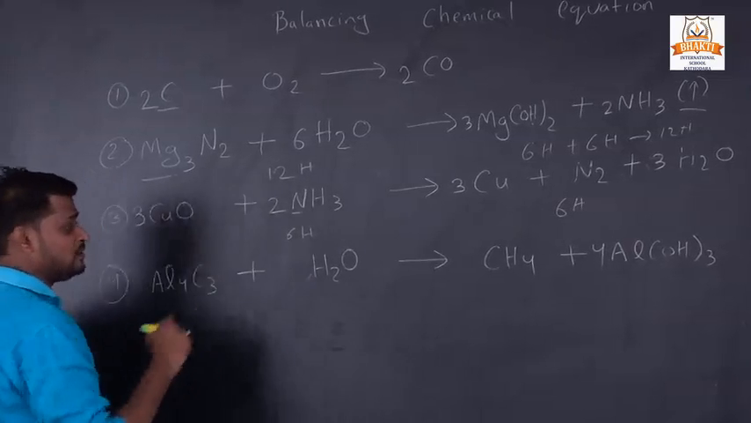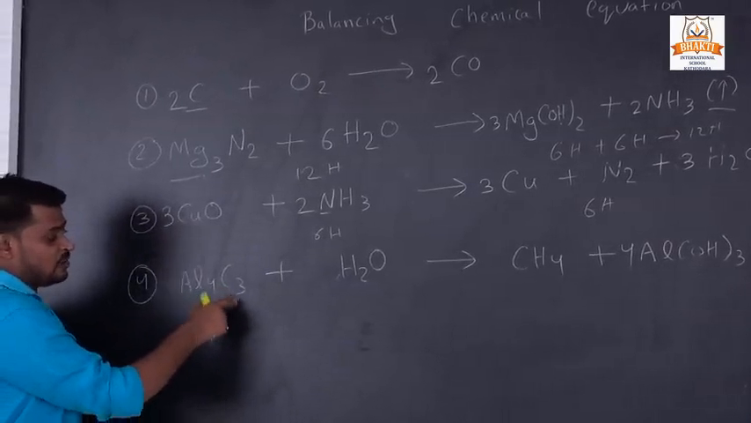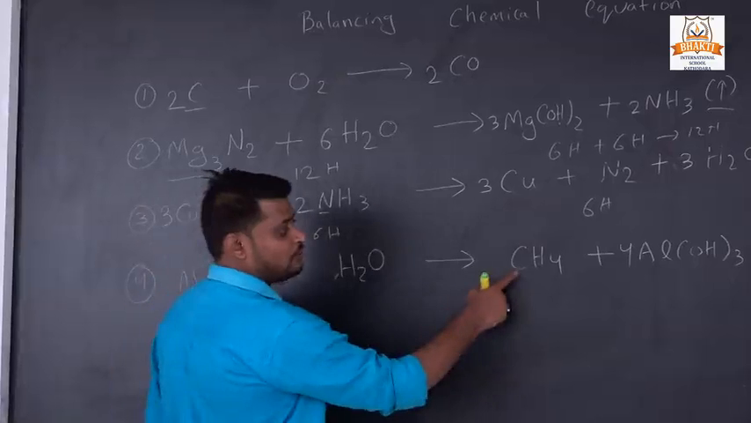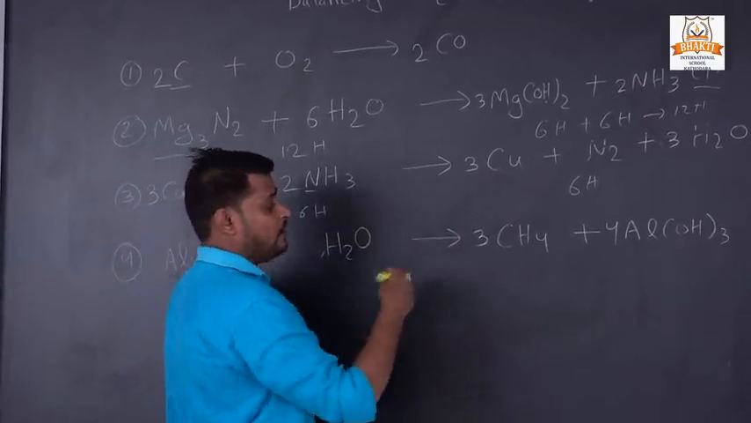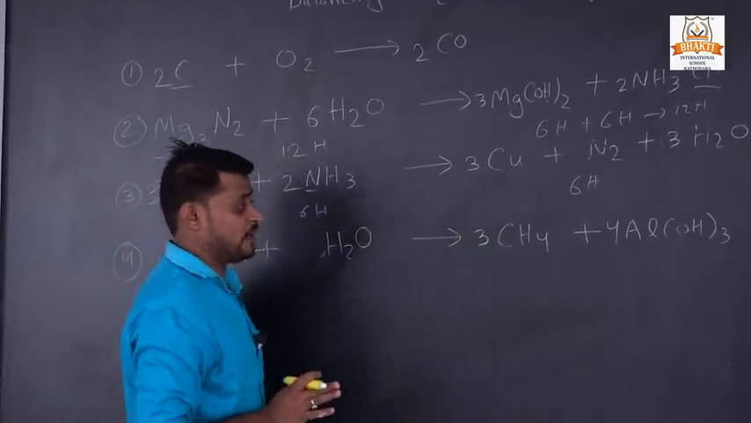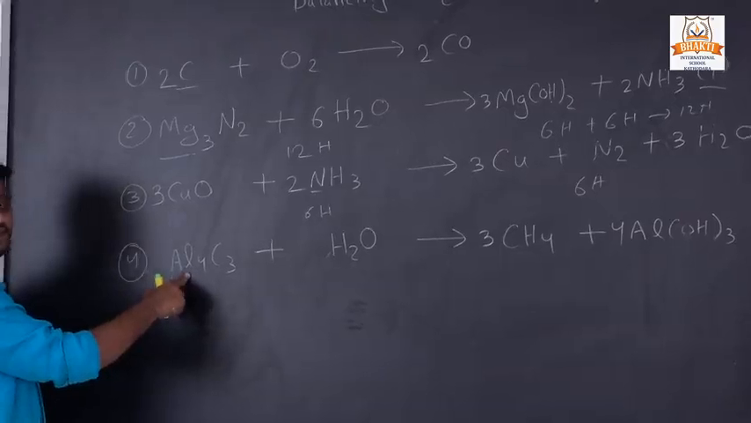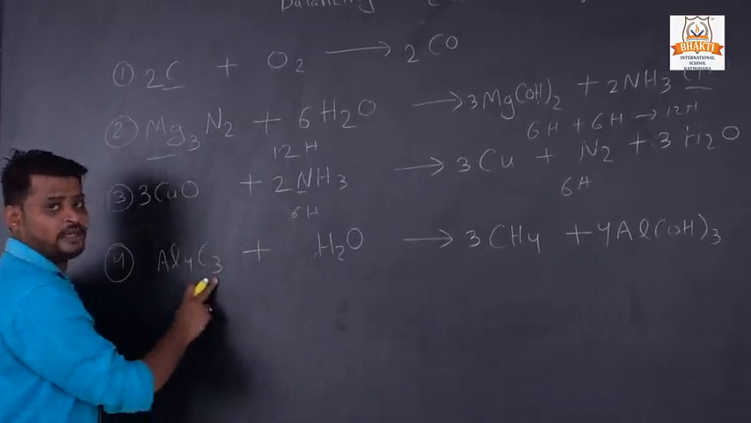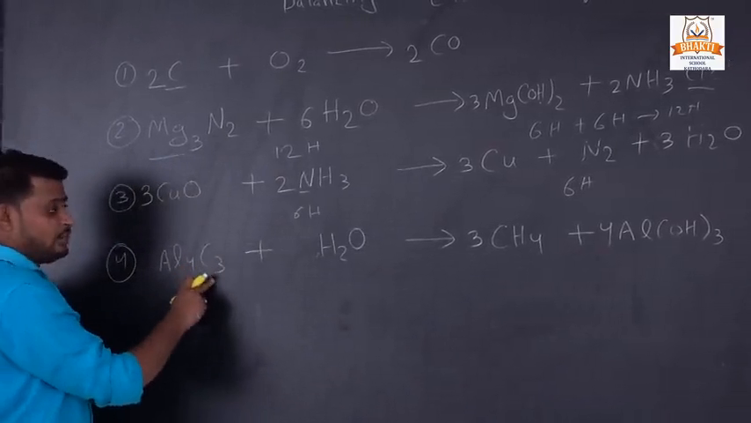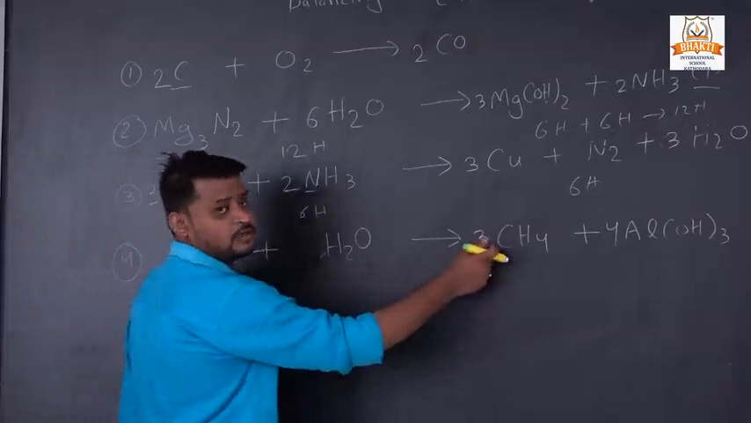What was the non-metal in this equation? Carbon. Here the molecules of carbon was 3 and here 1. So we have to multiply with 3. Then we change the molecules of carbon. We have to check again. Metal, molecules of metal is 4 here and here also 4. Then non-metal was carbon. Molecules of carbon in the reactant is 3 and here 3.